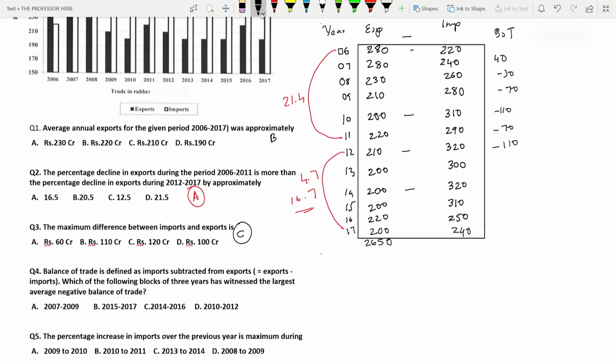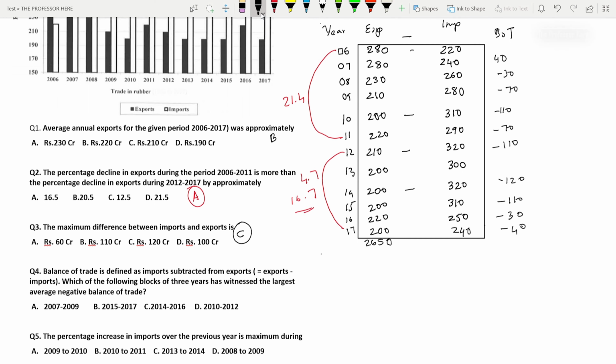Next is option C, 2014 to 2016. It is minus 120, minus 110 and minus 30. And option B, 2015 to 2017: 15 and 16 we have already written. 2017 is minus 40.